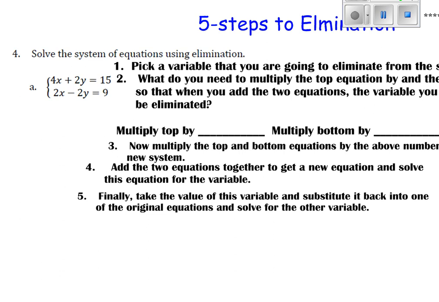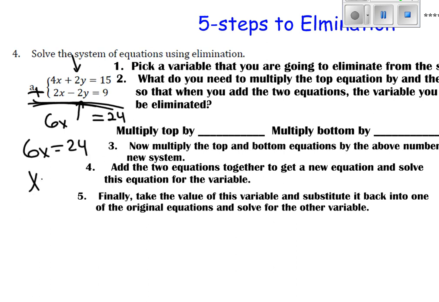So now if I look at letter A here, here's what tips me off. I've got +2y, I've got -2y. I've already got the same thing in front of y, but one's positive and one's negative. That's exactly what I want, because now I want to add these two. So when I do that, I get 6x. 2y minus 2y goes away. That becomes 0. And then 15 plus 9 is 24. All of a sudden, this becomes really, really easy to solve. 6x equals 24. Divide by 6, x equals 4.